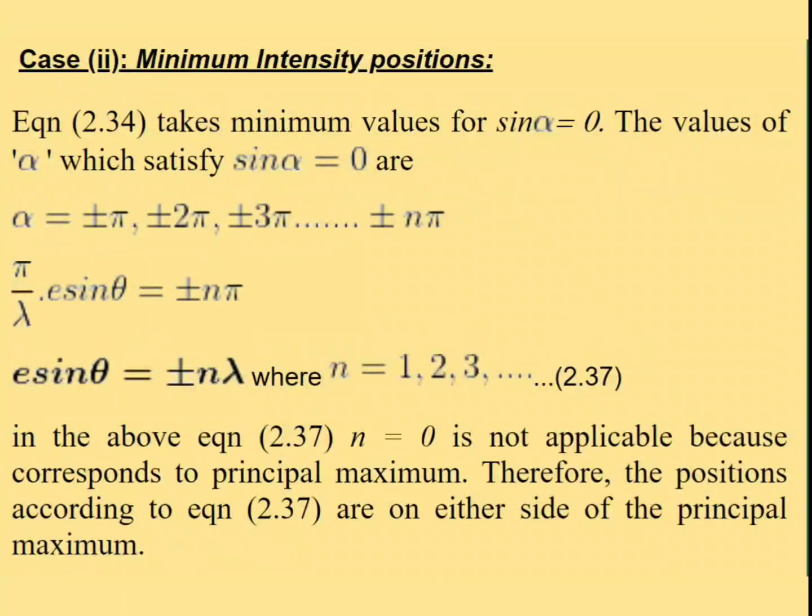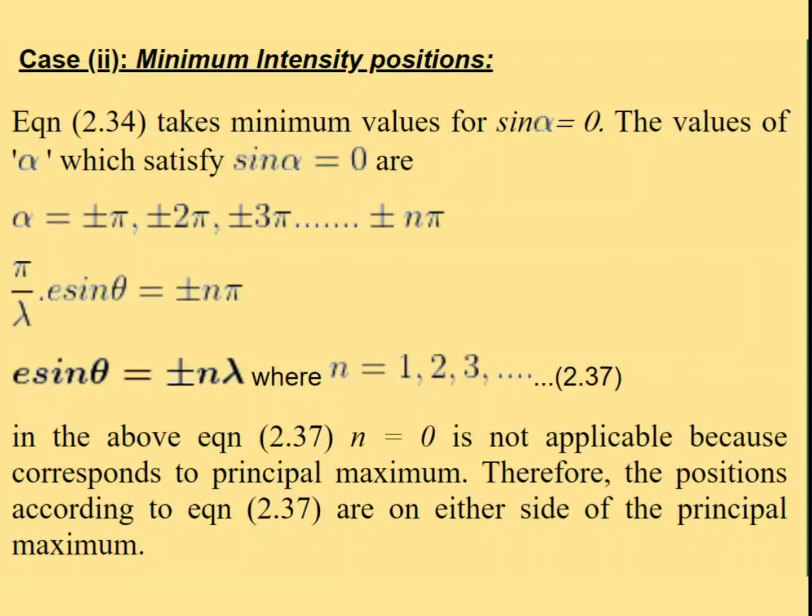So this is the first case, and the next one is minimum intensity. What is the condition for minimum intensity? The condition for minimum intensity is sin alpha is equal to 0. Here a very important point is, when sin alpha is equal to 0, simply you say that alpha value is 0. But we already discussed this in the principal maxima, so it is suitable for both central maxima and minima.